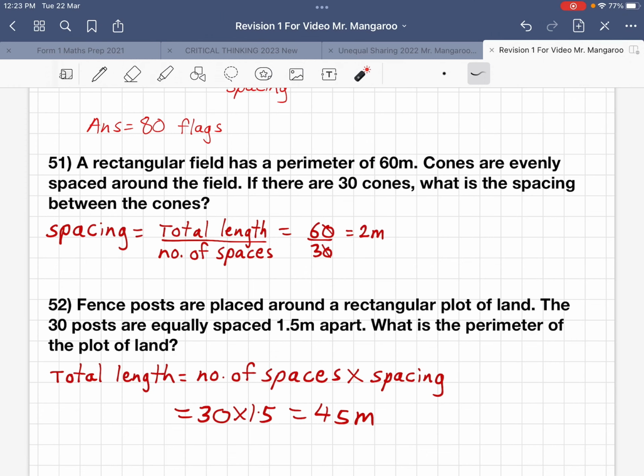So we work backwards. We have plus 12 here, so we're going to minus 12. 62 minus 12 is 50. So 2 boxes is equal to 50. So we divide 50 by 2 to get 25. So Israel is 25 and Mark is 25 plus 12, which is 37.